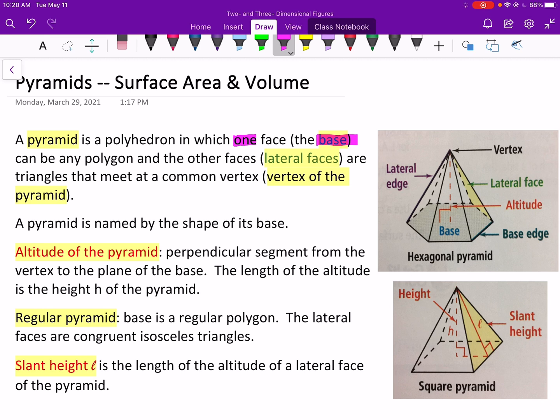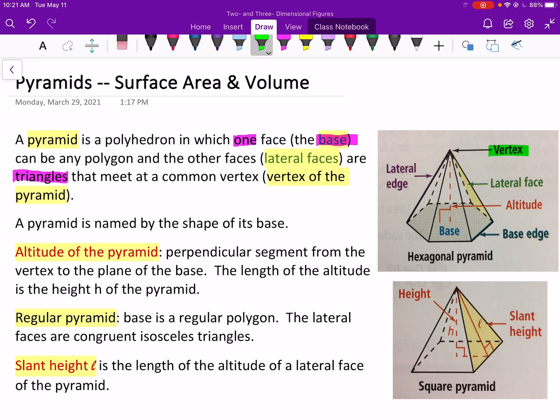And then the other faces, which are lateral faces, meaning sides, are triangles, and they are always triangles because they meet in a common vertex. Vertex is that point up at the top. And because all of these meet at that common point at the top, it causes every lateral face to be a triangle.